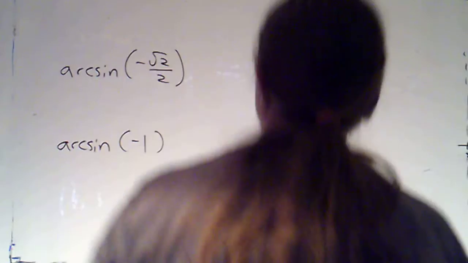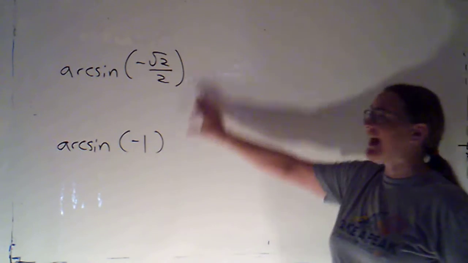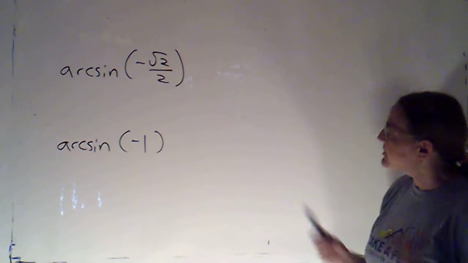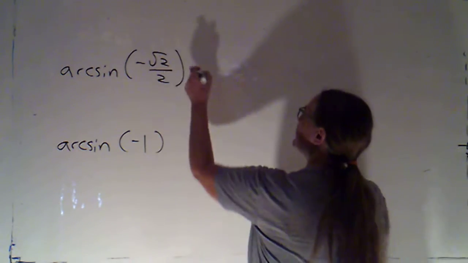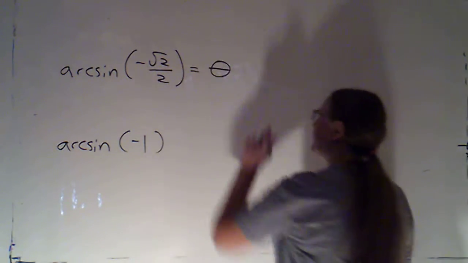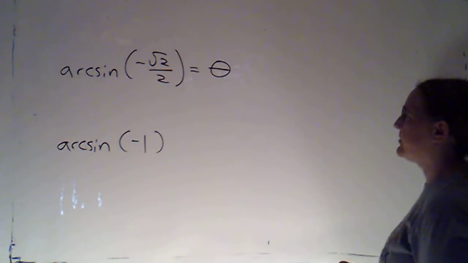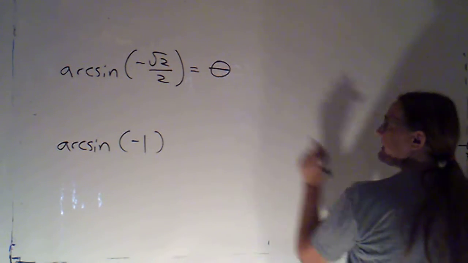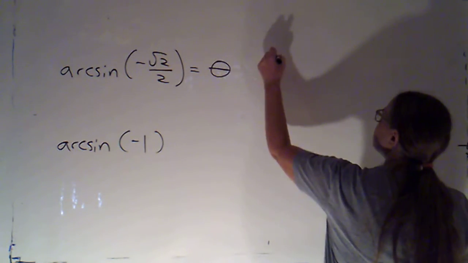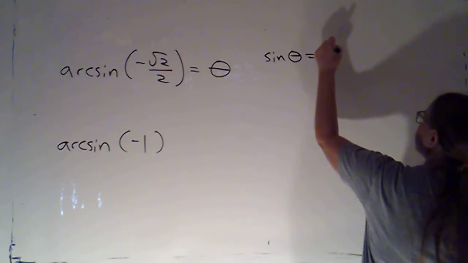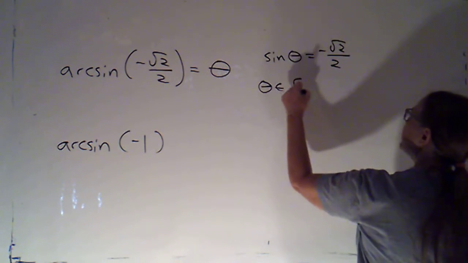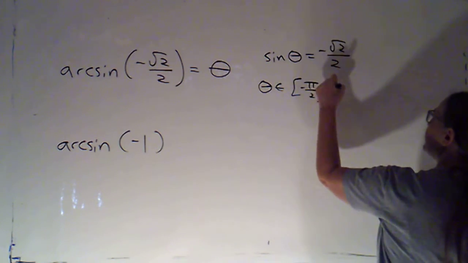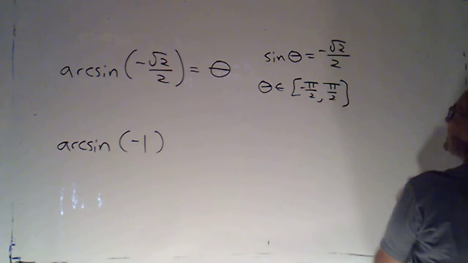At the end of the last video, I gave you these two problems and asked you to give them a shot. So let's just work through them together. If I'm evaluating an inverse trig function, I like to give it a name that makes me think angle. So I'm going to call that theta, and what this means is that sine of theta is equal to negative root 2 over 2, and theta's in the interval from negative pi over 2 to positive pi over 2.